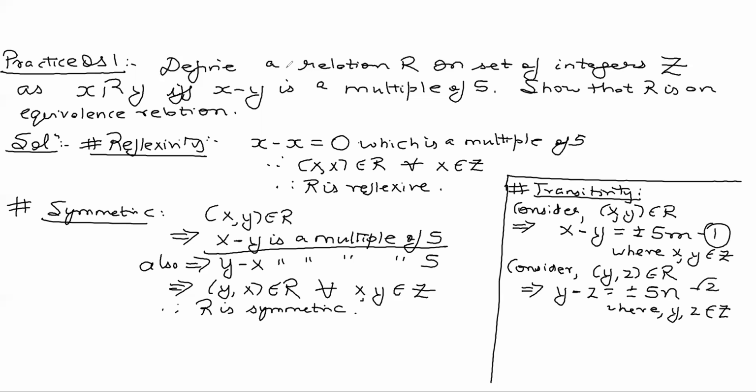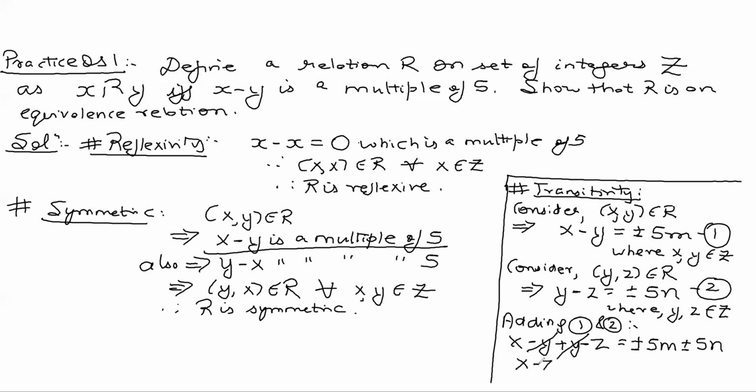Now guys, if I add 1 and 2, adding 1 and 2, x minus y plus y minus z is equal to plus minus 5m plus minus 5n. y and minus y cancel, so x minus z is equal to 5 times plus minus m plus minus n, which implies x comma z also belongs to R because x minus z is a multiple of 5. Therefore, I can say that R is transitive.